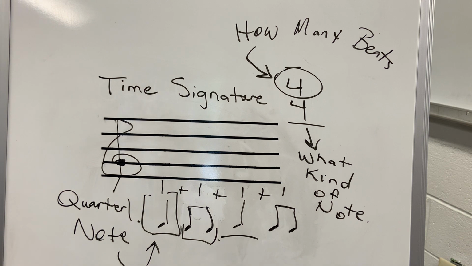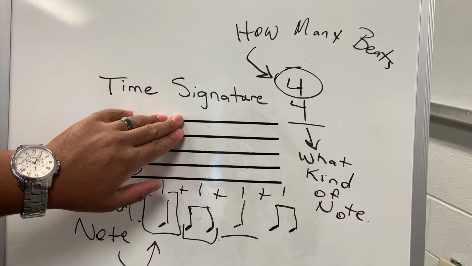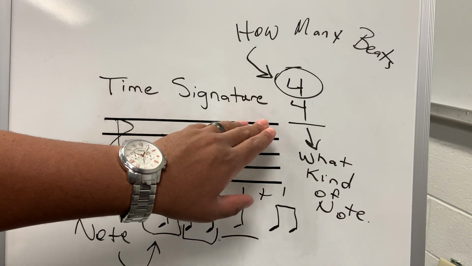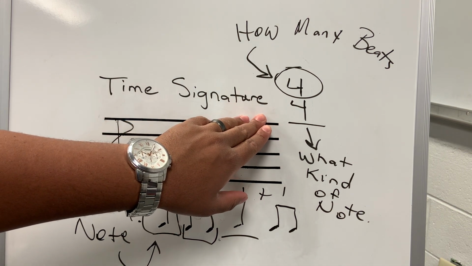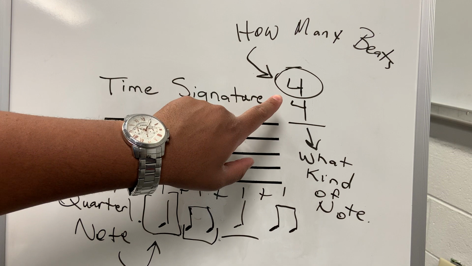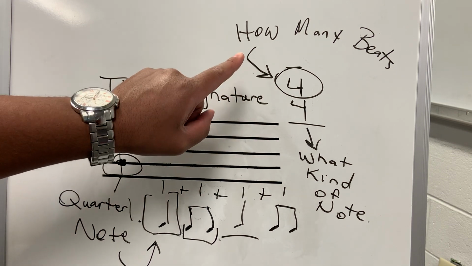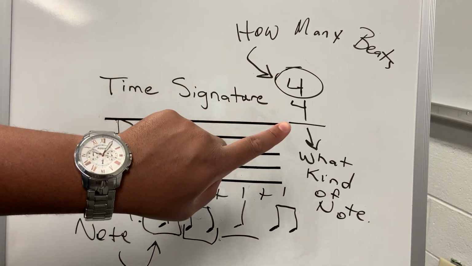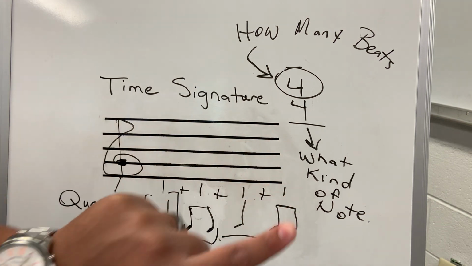So remember, this could be confusing, but feel free to rewind this video if you need to refresh, okay? So remember, we're talking about time signature. My time signature is 4/4. That's my set of numbers. My top number tells me how many beats I need in each measure. My bottom number tells me what kind of note gets the beat.